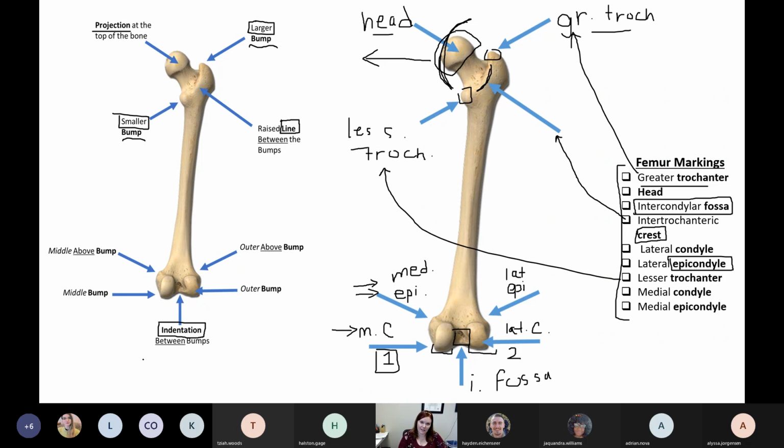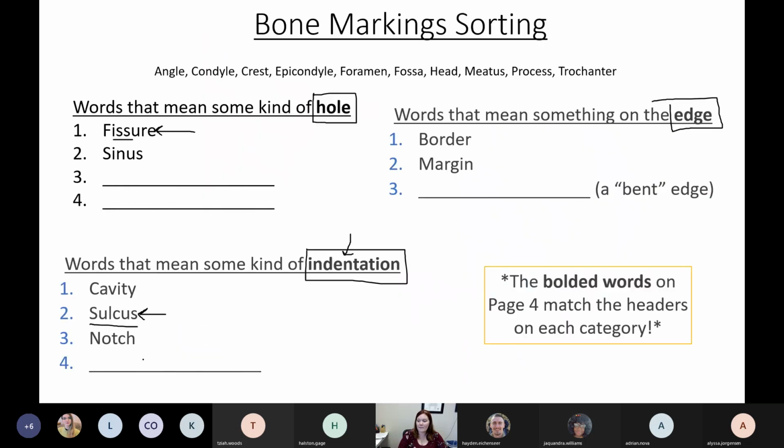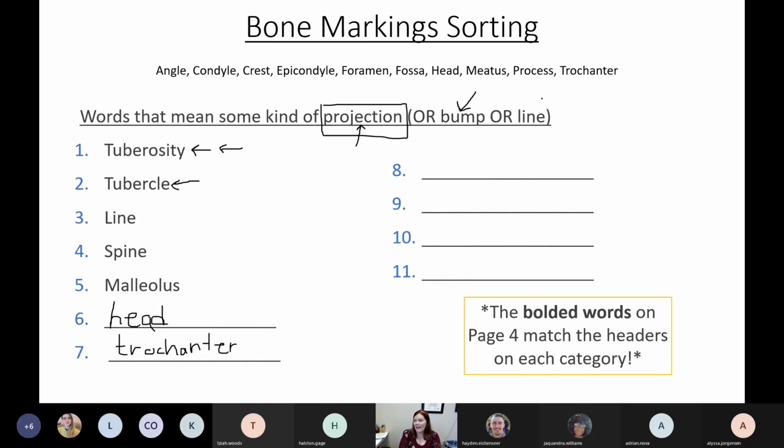So we skipped some things. Let's go back to page 5 with the rest of the stuff that we labeled. We labeled an indentation. That was our intercondylar fossa. We labeled a line. When we talked about the line, that was a crest. And then we had those 2 bumps, right? We had the lower bumps that were called the condyles. And we had the higher bumps that are called the epicondyles.